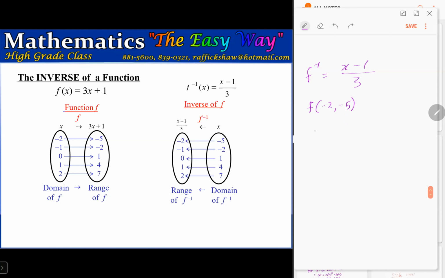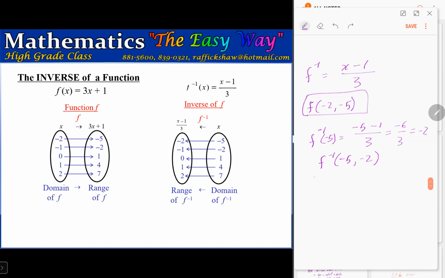So how it works. If you apply the inverse function with a -5, it's going to put -5 up here, minus 1, divided by 3. And so that becomes -6 over 3, which is -2. So you see the inverse function is mapping the -5 back to the -2. The function did this, and this inverse up here is now doing this. Right?